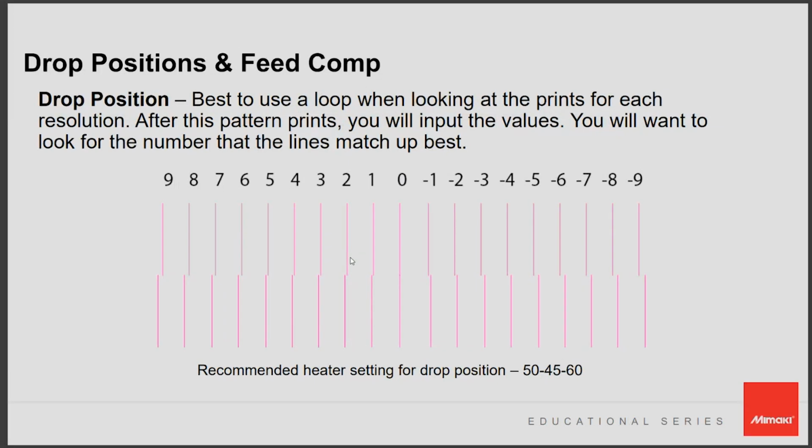Drop position is about when your carriage is going left and right. Because these are bi-directional printers, it prints going in the left direction and it prints going in the right direction. Your drop position aligns the printing in the left and the printing in the right. If you run that alignment, it runs a chart very similar to this. Now, the lines may not be aligned. For this one, for instance, the best one that matches up is 0.